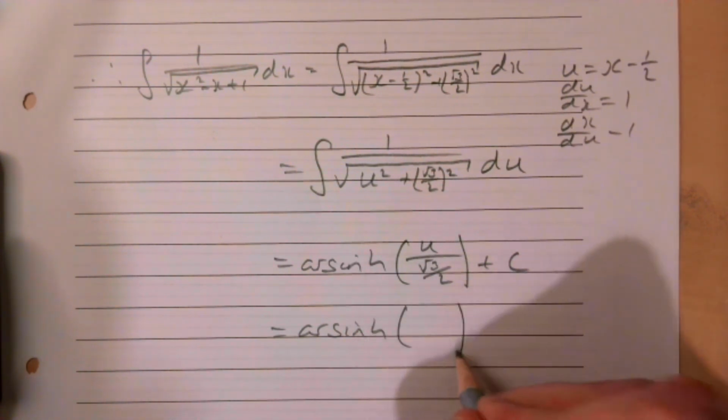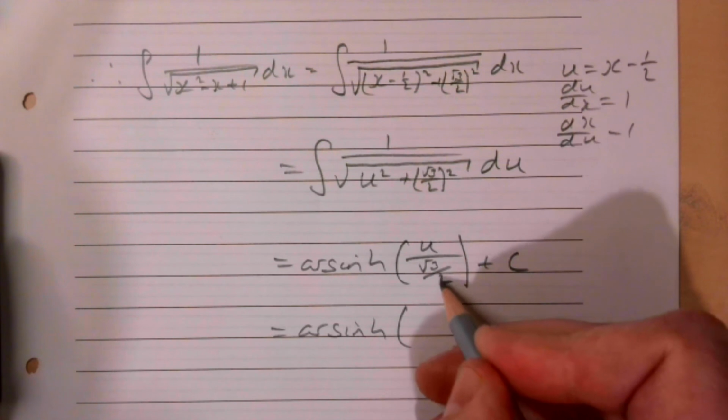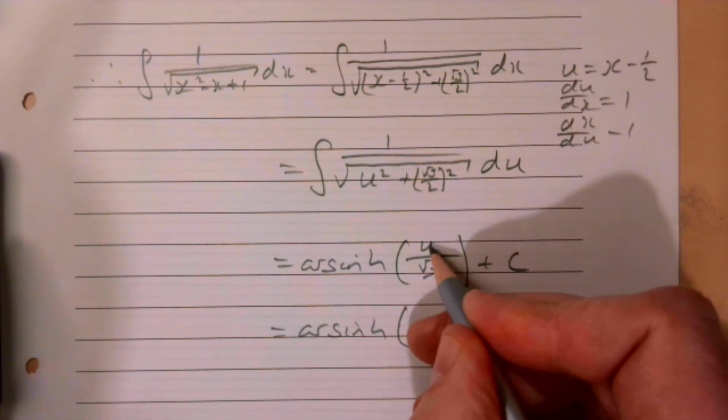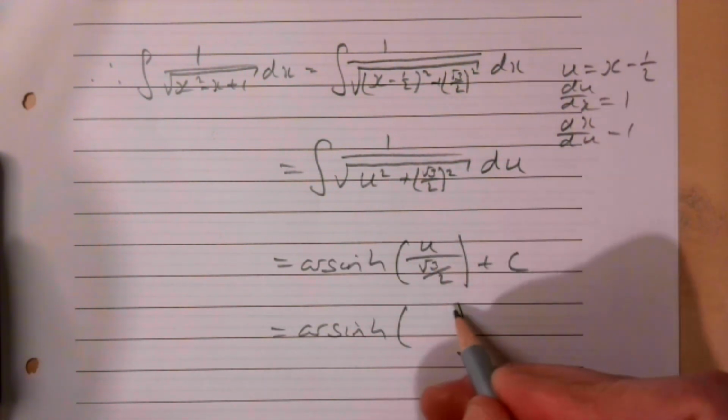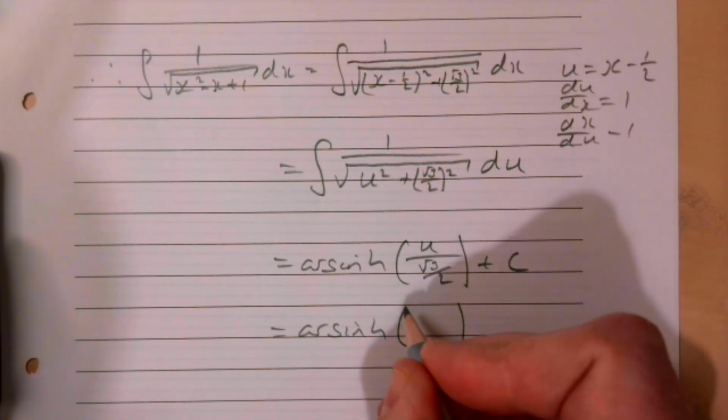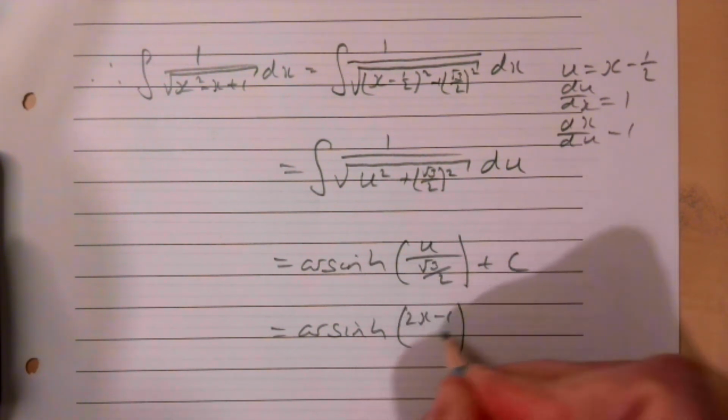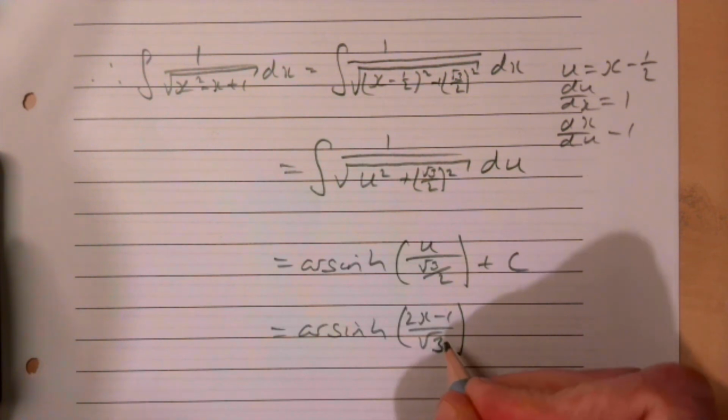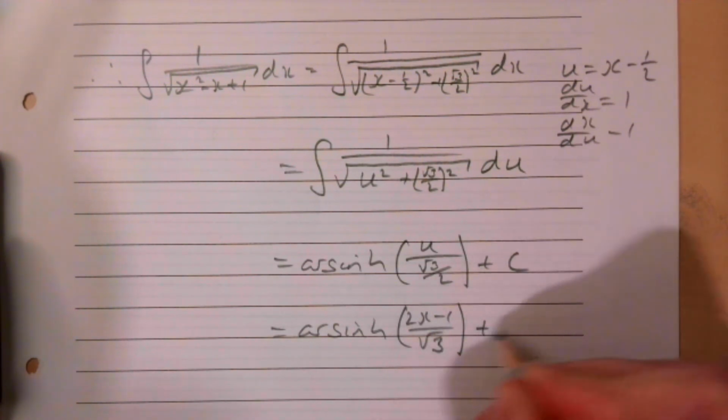So what am I going to do here? Right, I'm going to times top and bottom by 2 to get rid of the fraction within the fraction, and change my u then to an x minus a half. So it's x minus a half times 2, so that's just 2x minus 1 all over root 3 plus c.